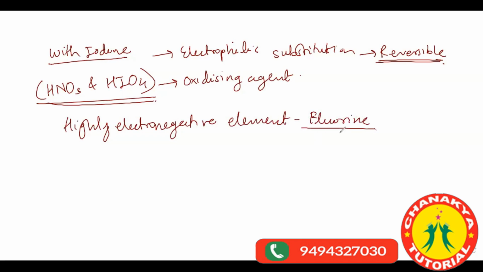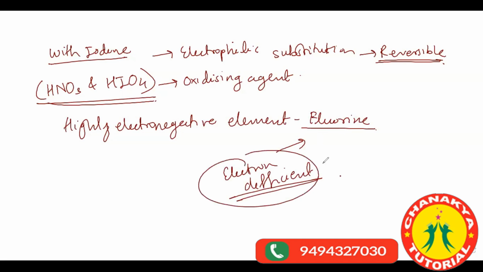So it is very difficult to convert it into an electron deficient species because it is already electronegative. We cannot convert it into an electron deficient species. And second, it is highly reactive in nature. Fine? Yes or no? Yes, ma'am. Fine. I hope I have cleared all the 4 halogens.